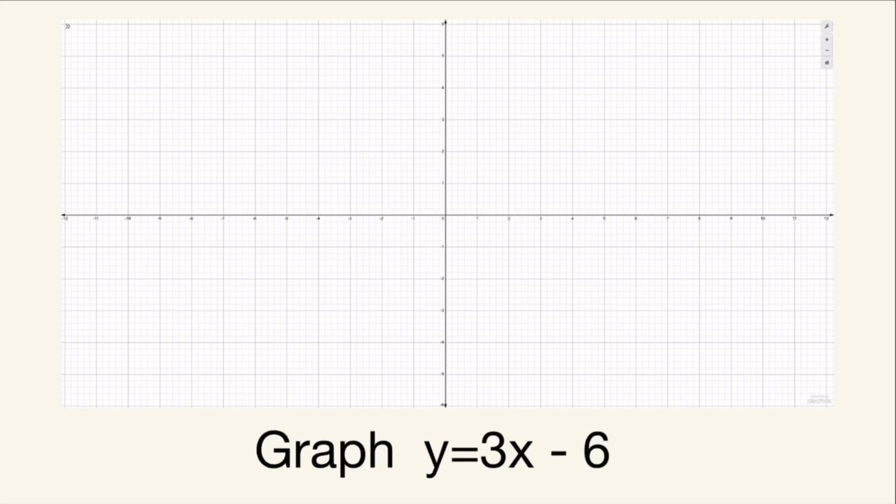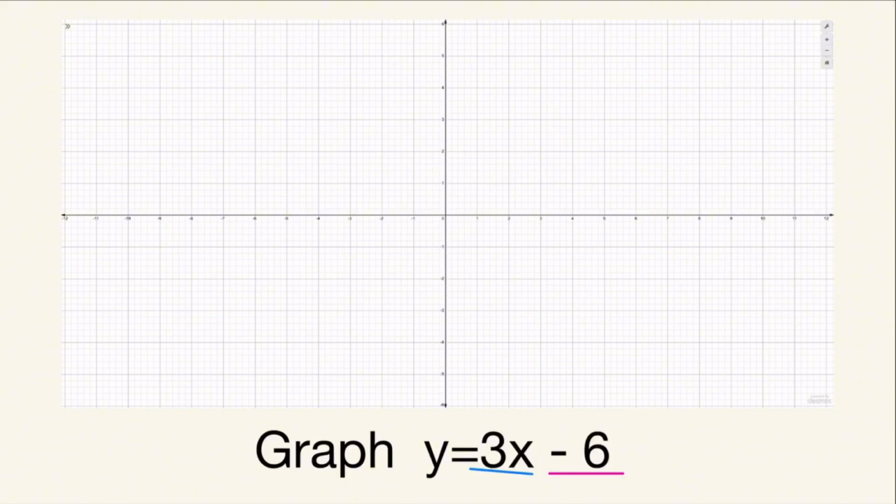Okay, this question tells us to graph y equals 3x subtracted by 6. So as we learned from our last one, we know what the slope-intercept form is and we know how to graph it. So let's do this without any explanation. So -6 would be our y-intercept, and 3x would be our slope.